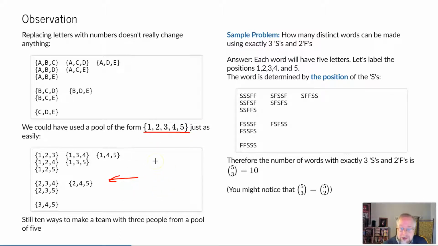Now, I want to ask you a question, which is kind of neat, I think, because on the surface it looks quite different, but it's actually related to what we've just noticed. So, how many distinct words can be made using exactly 3 S's and 2 F's? So, for example, SSSFF has 3 S's and 2 F's. SSFSF, SSFFS, and so on.